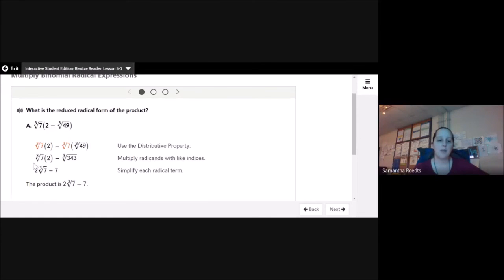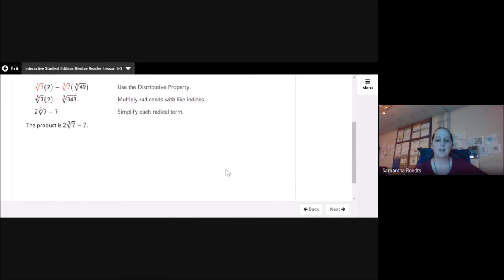I use the distributive property, multiply radicands with like indices. These have the same indices, so I can multiply 7 times 49 gives me 343. Cube root of 343 is actually 7. So I have 2 times the cube root of 7 minus 7. So that is the product.